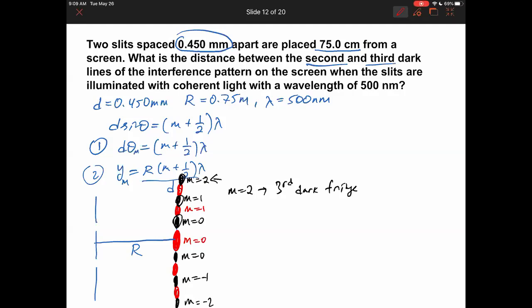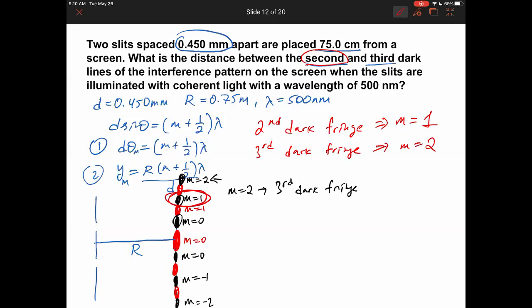That means what we have here is this. It's asking between the second and third dark fringes. If I'm looking at the second dark fringe, it has m equals 1, because we're considering this one over there, the second dark fringe. The third dark fringe then has m equals 2. All right, hopefully that's clear.